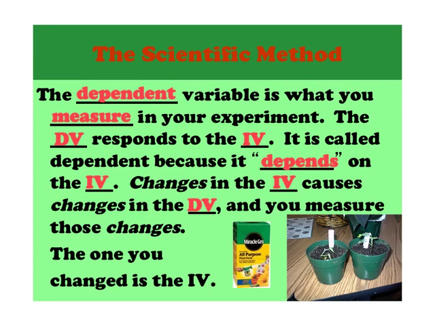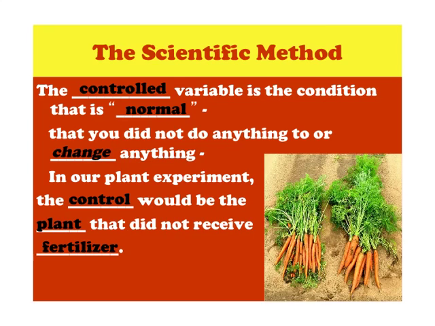So the dependent variable is what you measure. The IV is what you change. So changes in the IV cause changes in the DV, and then you're going to measure those changes. The control variable was the one that received no difference. You didn't change anything about it. So if you look at the picture, the carrots on the left are the ones that were your control. They got nothing. They're the ones we're going to compare to the ones that you did change.